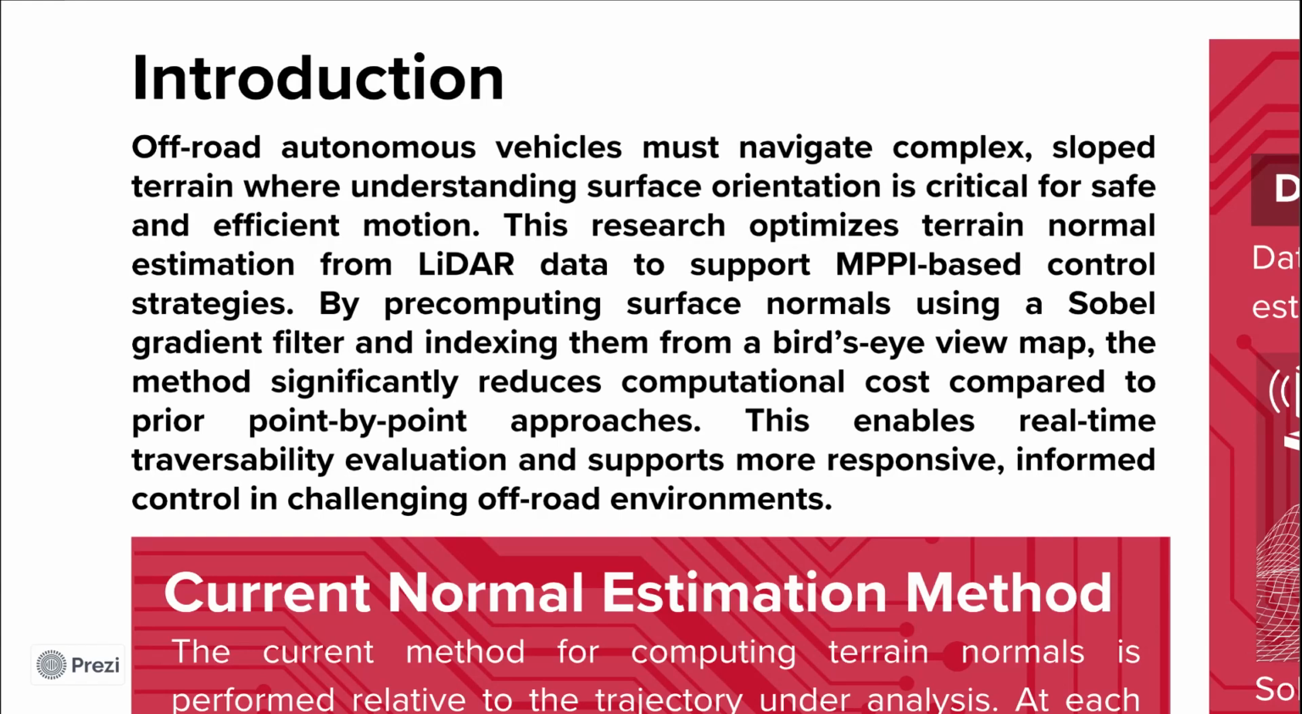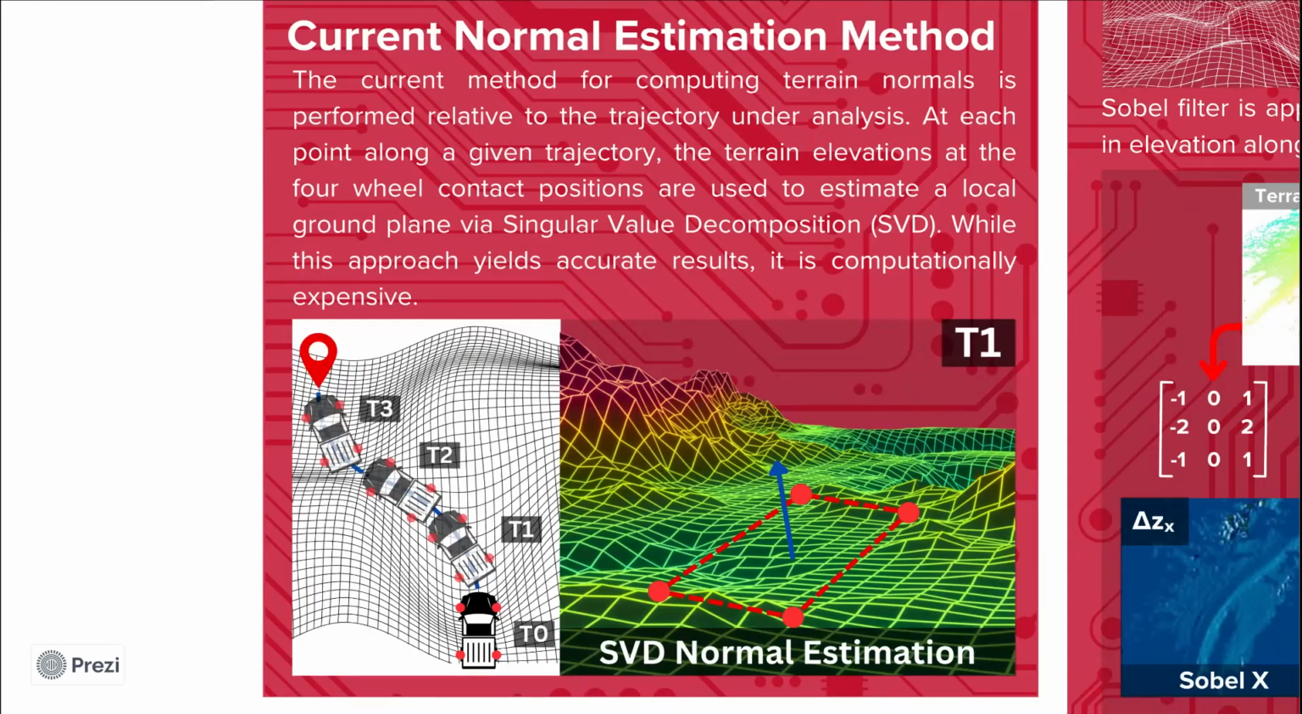for real-time reversibility estimation. The current method that we use to estimate the terrain normal essentially works by looking at the position of each of the four wheel points on the vehicle and then using an elevation map in order to estimate a plane from those 4 points. Now, using that plane, we can get a normal vector, which we can then use to calculate the vehicle's roll and pitch. While this method is very accurate, it has the downside of being very computationally expensive. So what we wanted to focus on was figuring out a method of decreasing the computation time while still maintaining similar accuracy.